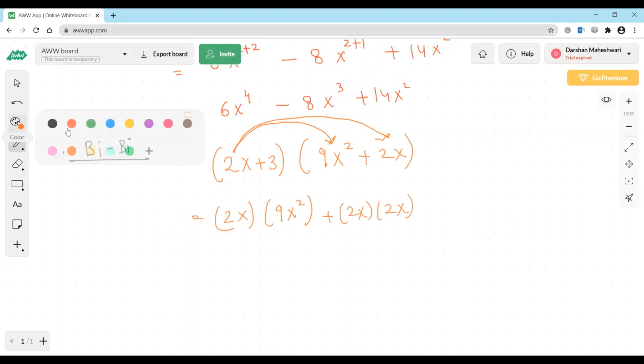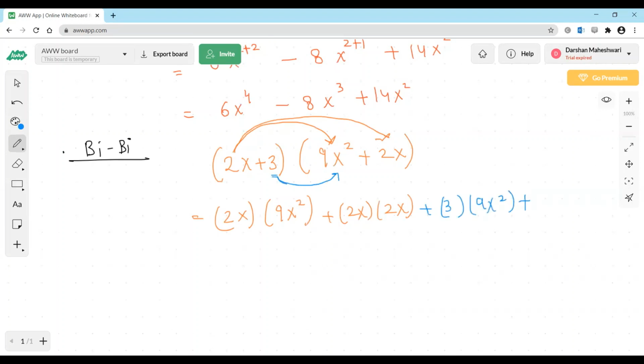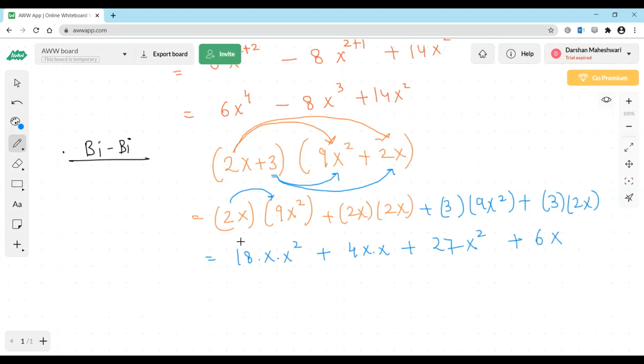Now the same procedure applies with this term. So we multiply 3 with 9x square. So we have 3 times 9x square plus then we multiply 3 with 2x. So we have 3 times 2x over here. All right, so this becomes 2 times 9 is 18. We have x times x square over here. Now 2 times 2 is 4, then we have x times x. 9 times 3 is 27, we have x square. And 3 times 2 is 6, and x is as it is.